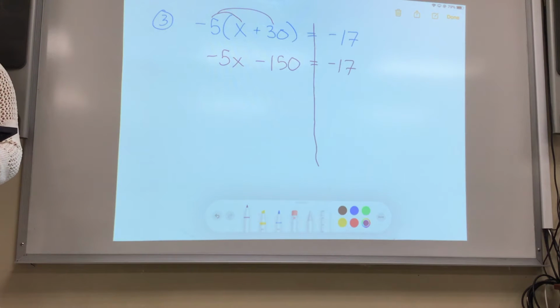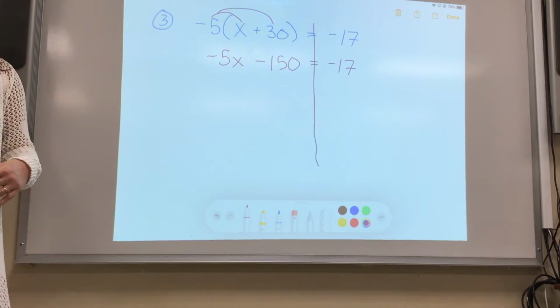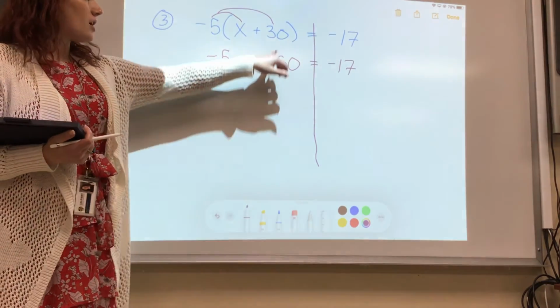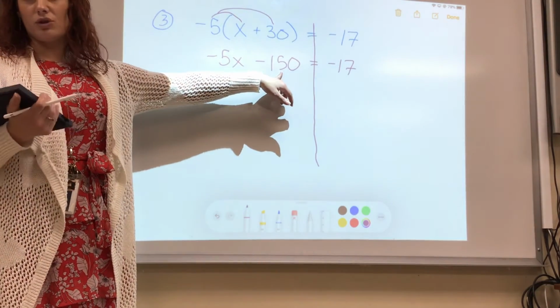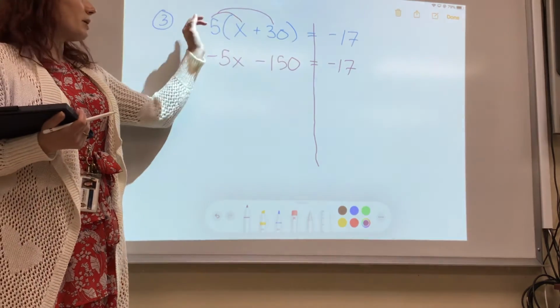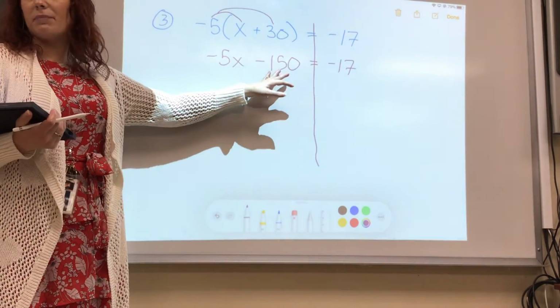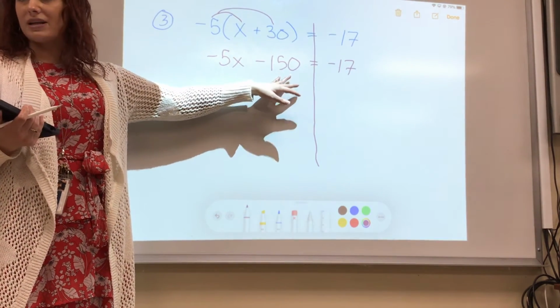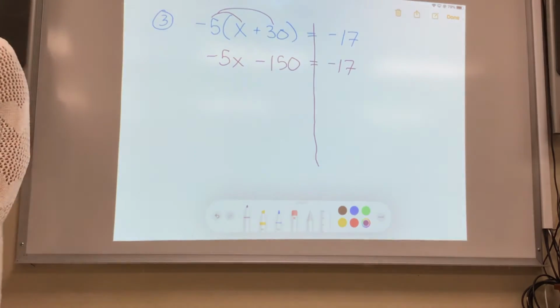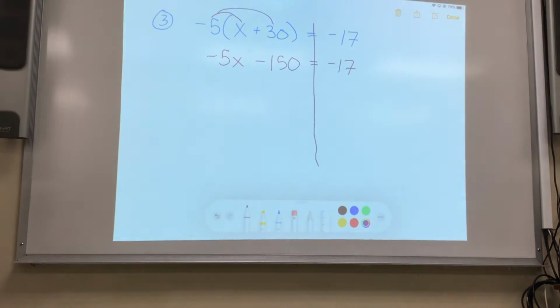Fix up that step if you need to. If you don't do the distributive property right, your steps when you start to solve are not going to be right either. A couple of errors that I saw: people brought down the 30 and forgot to multiply by 5. Some people forgot to multiply by negative 5 and still had a plus 150 here instead of a minus 150. So a number of things to be careful about when you distribute.